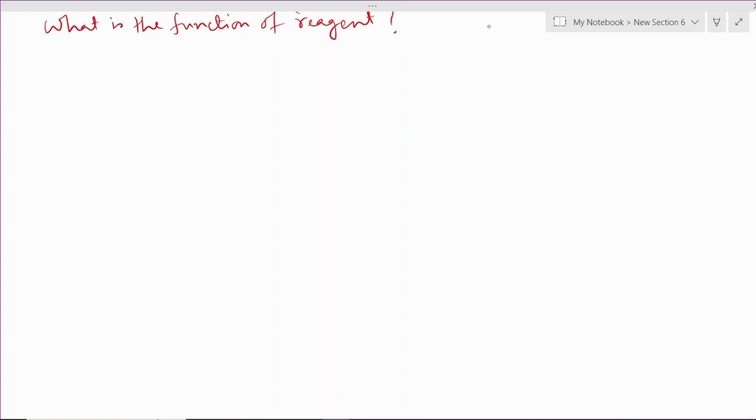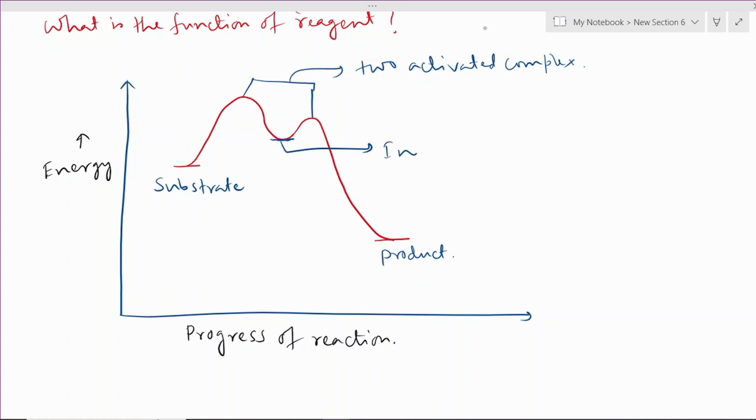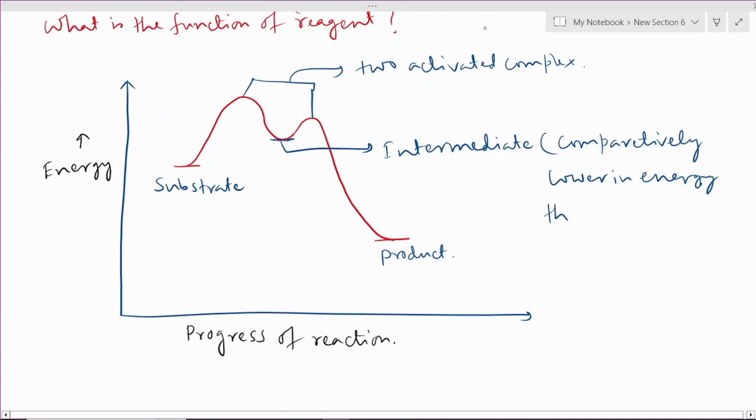Sometimes we see this type of graph regarding organic reaction mechanism. So this is the substrate and this is the product. These are the two activated complexes. Now what does this denote? This denotes the intermediate, which is comparatively lower in energy than the activated complex.